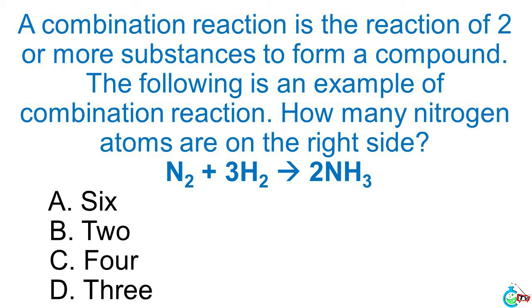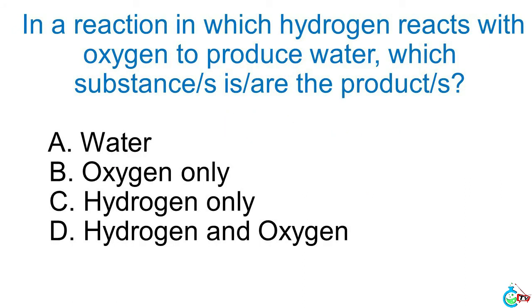The following is an example of combination reaction. How many nitrogen atoms are on the right side? N2 plus 3H2 yields 2NH3. Six. In a reaction in which hydrogen reacts with oxygen to produce water, which substance or substances are the product or products?